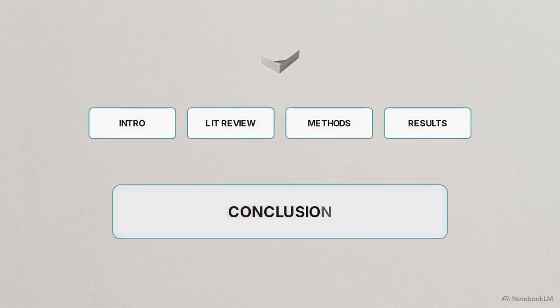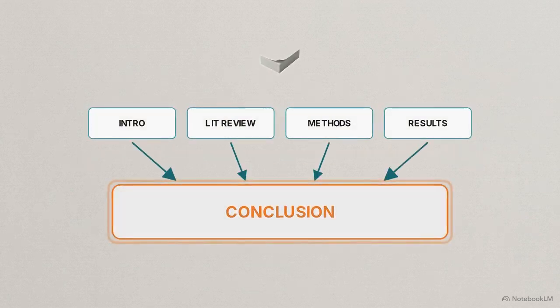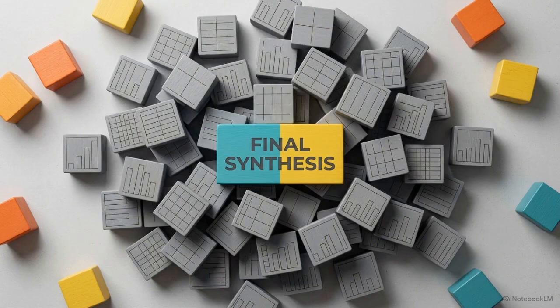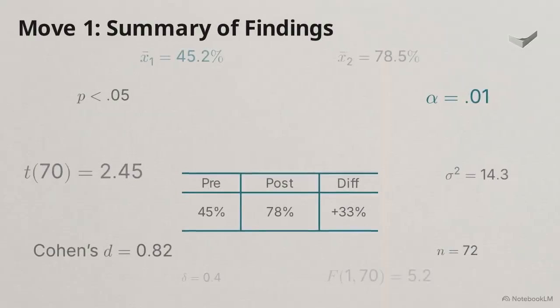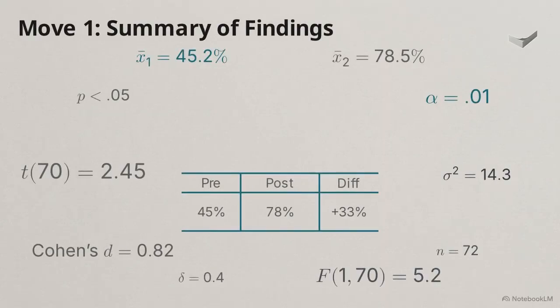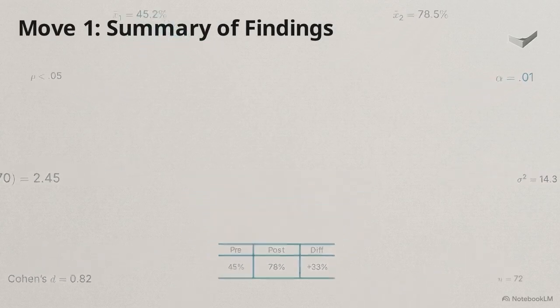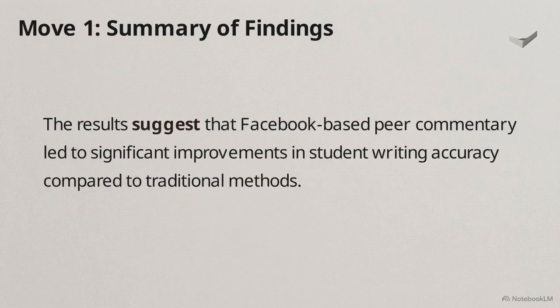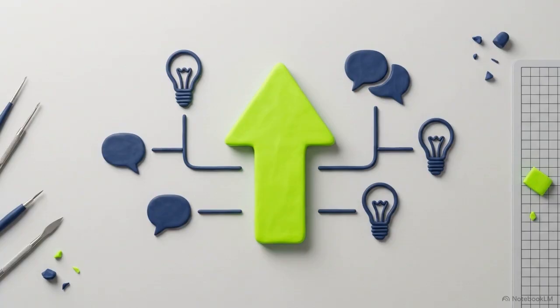Now we jump to the end of the document, the conclusion. This chapter functions as the final synthesis of your argument, moving beyond the simple reporting of results found in a discussion section. Move 1 of the conclusion is the summary of findings. Here, researchers must restate the answers to their research questions in plain language, completely stripping away statistical tables, figures, and technical jargon.